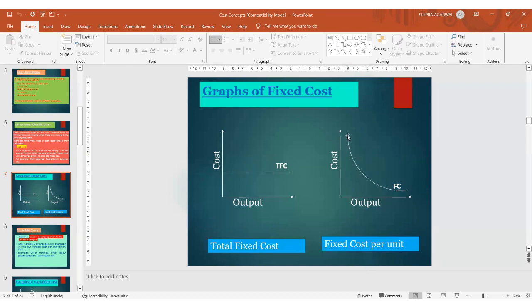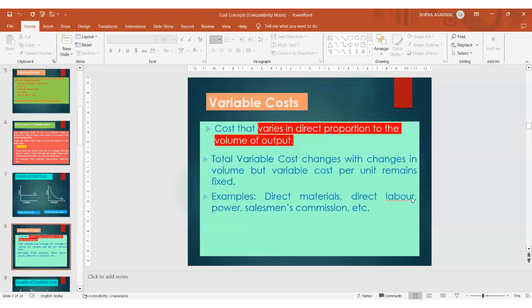Total remains the same, per unit goes on decreasing. Next is my variable cost. Variable cost is the cost which is in direct proportion to the level of output. Because if I'm talking about my variable cost, say for example, I'm taking the direct material, right? So if I'm producing or manufacturing just one unit, I need material only for one unit. But if I'm producing, say for example, 100 units, I need raw material accordingly. So that is in direct proportion with the number of units that we want to produce.